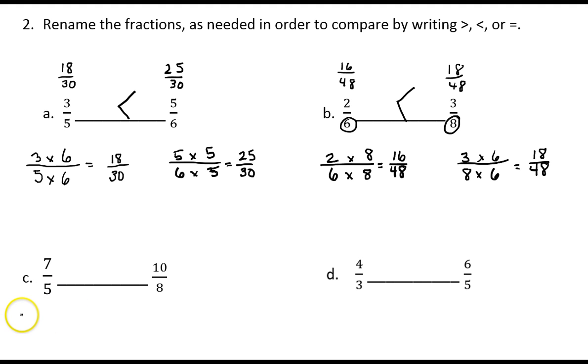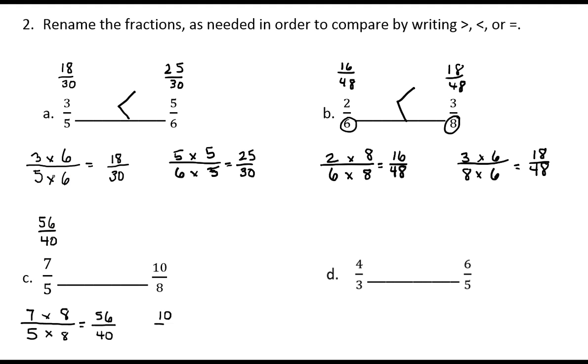Looking at the next problem, if I start with 7/5 and I'm comparing it to eighths, that means I'm going to multiply my numerator and my denominator by 8. So 5 times 8 is 40. 7 times 8 is 56. So 7/5 is the same as 56/40.